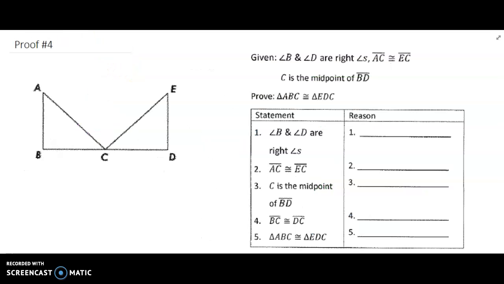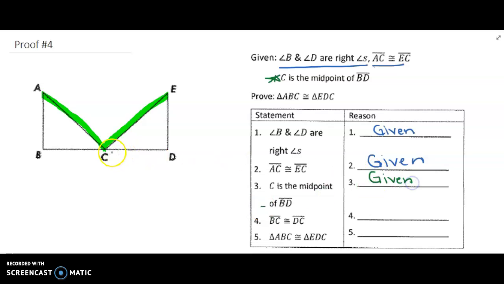All right, let's look at proof number 4. It says angle B and angle D are right angles. Well, that's right here in the given. And then it also tells me AC is congruent to EC. That is given. I'm going to mark it, AC and EC. And then I'm also given that C is the midpoint of BD, so this is given as well.